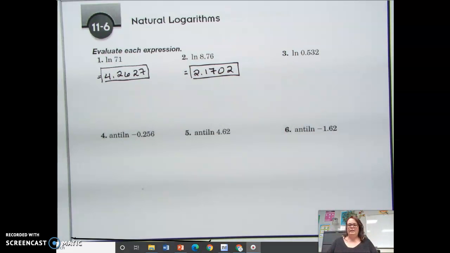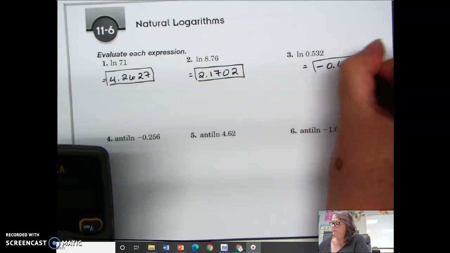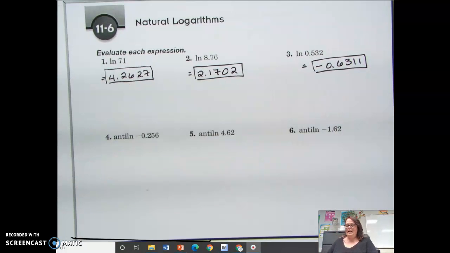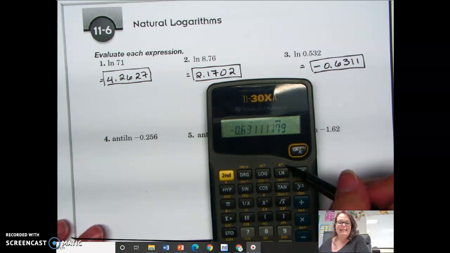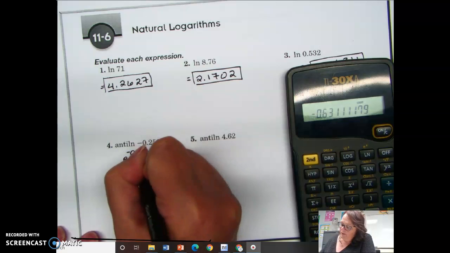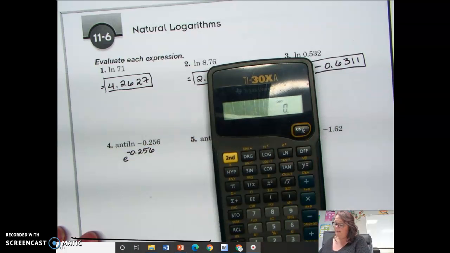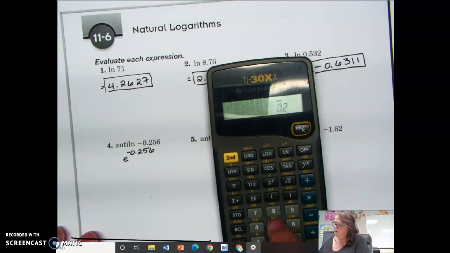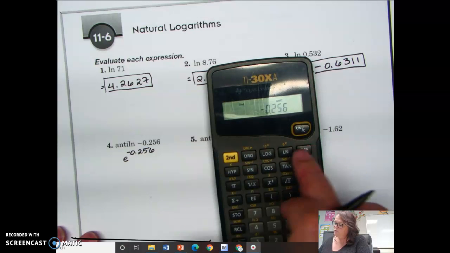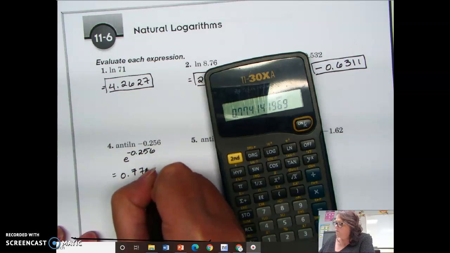And so take a moment to do the next one. So you should have gotten negative 0.6311. So then anti-log, you'll notice right above this natural log, you see an e to the x power. So this is really saying e to the power of negative 0.256. And so in my backwards calculator, I've got 0.256 negative. And then I'm going to do shift and natural log, and that gives me 0.7741.